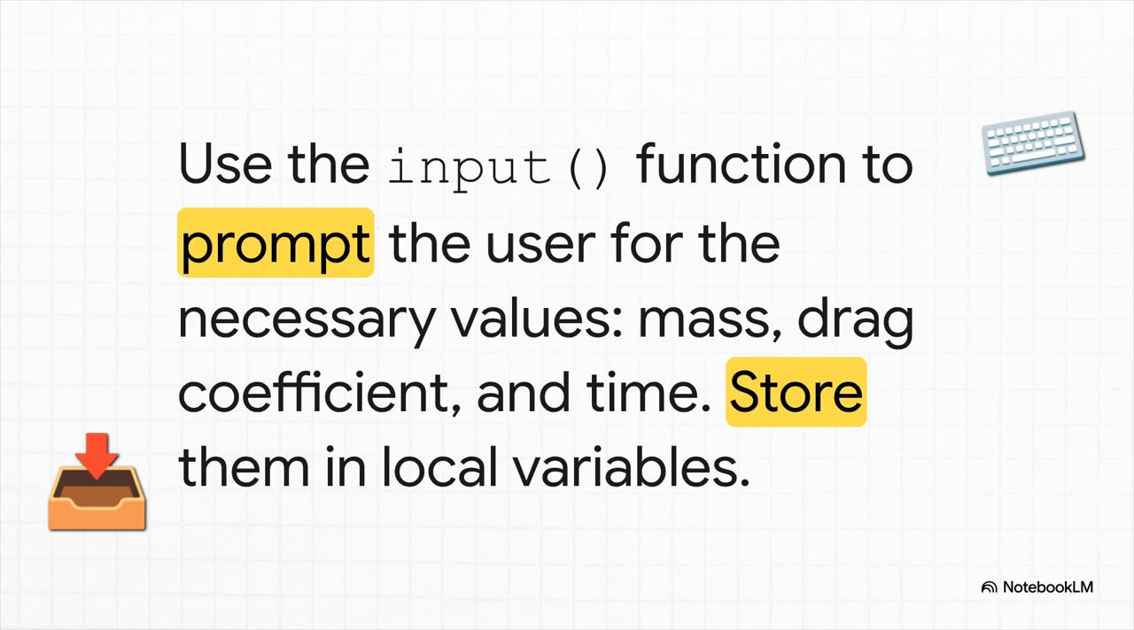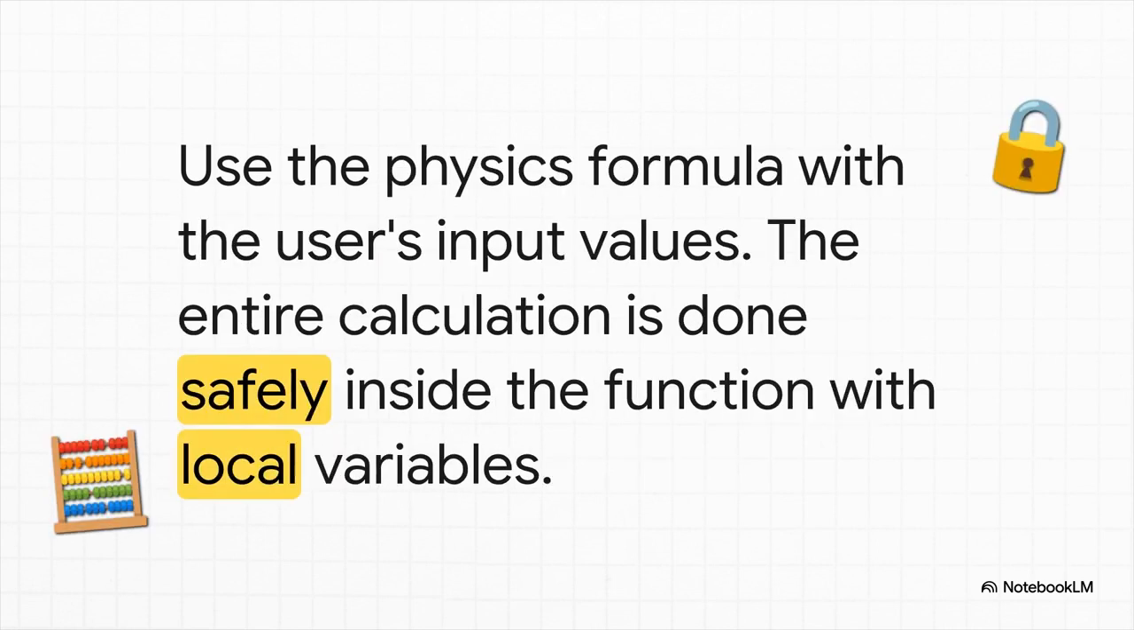Next up, inside our function, we use that input command 3 times. We write a nice clear prompt asking for the mass, then the drag coefficient, and finally the time. Whatever the user types in gets stored safely in our own local variables, m, cd, and t. And here's the engine of our function. We take that data the user just gave us, which is all tucked away safely in our local variables, and we plug it right into that physics formula we started with. The result of that calculation gets stored in yet another temporary local variable.